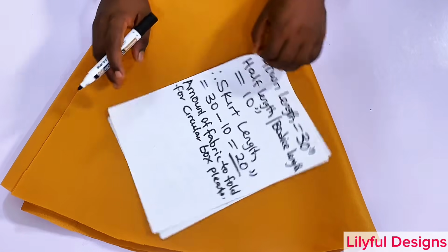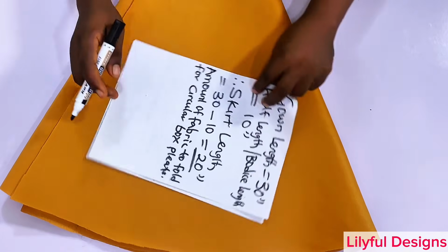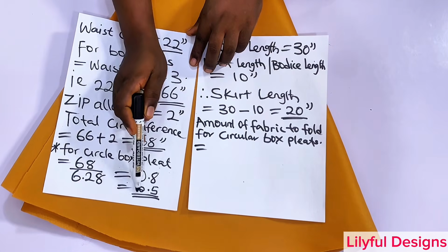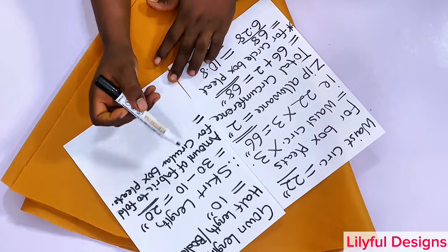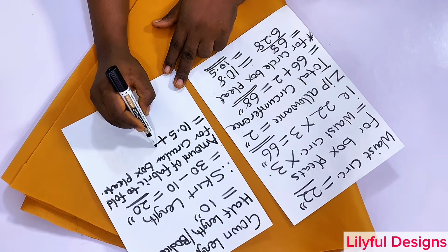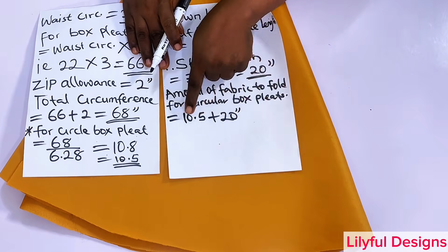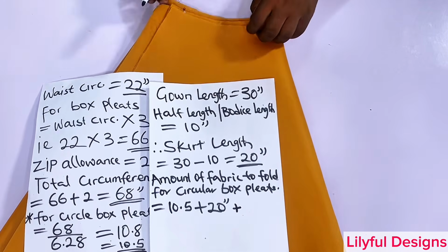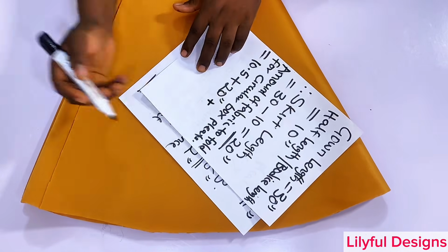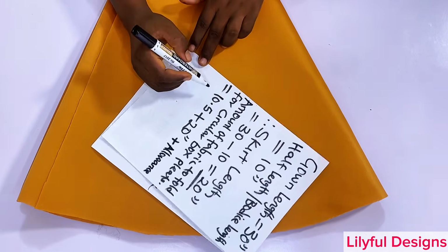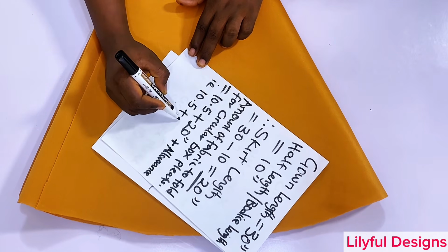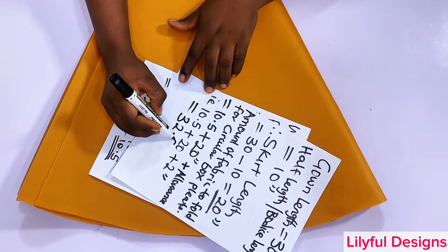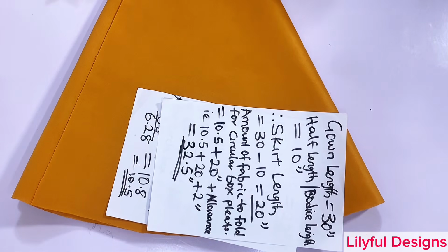So the amount of fabric to put on fold for your circular bust pleat is your waist radius. The initial waist radius we got as 10.8, but I said I'll be using 10.5, plus this my skirt length of 20 inches. Then plus, if you are hemming, you add your hemming allowance and your joining allowance at the waist part to your upper part. So I will be adding about 2 inches. So when I add all this together, I'll come up with 32.5 inches. This is the amount of fabric I'll be folding for my circular bust pleat.